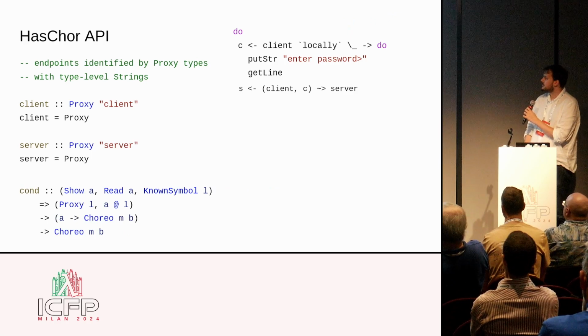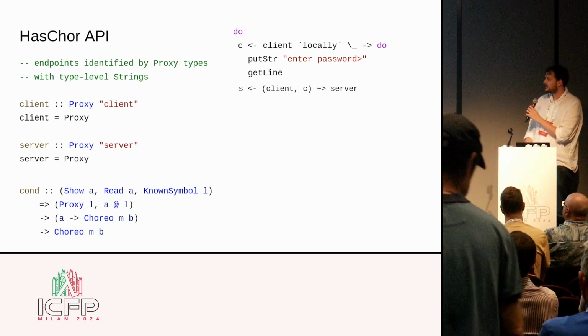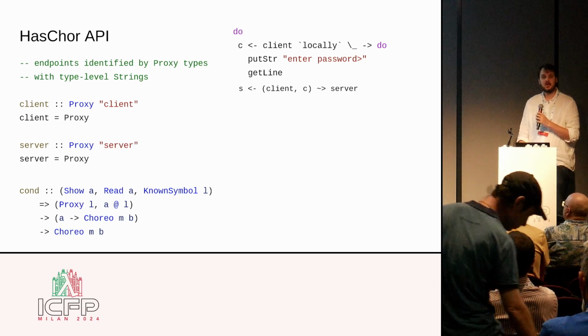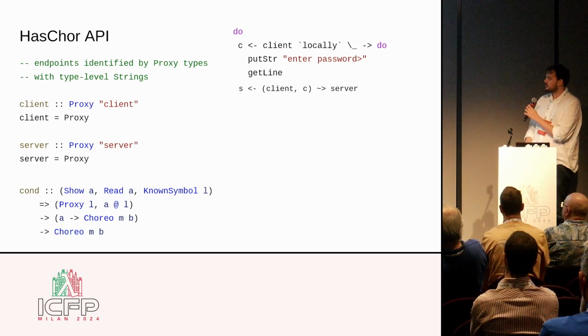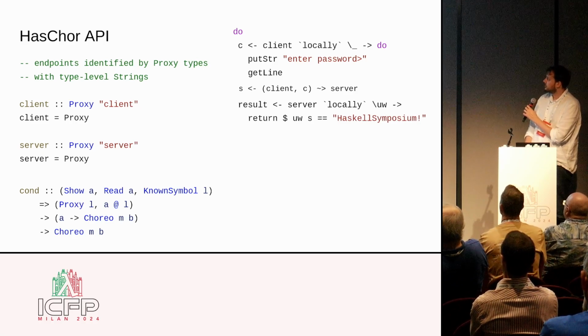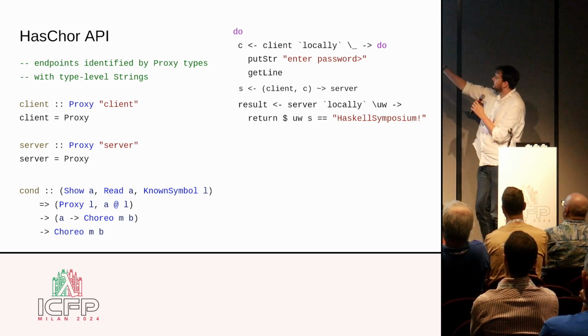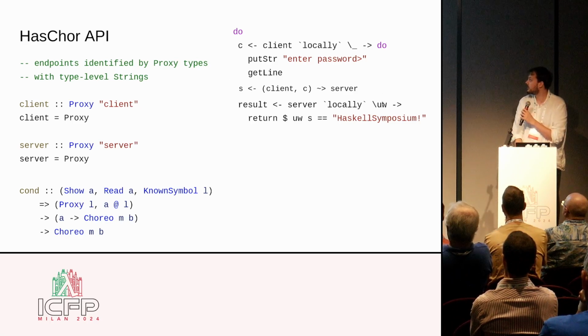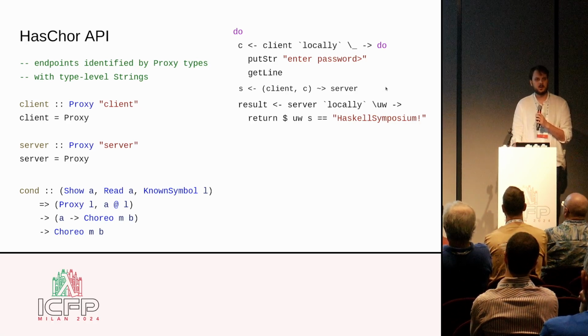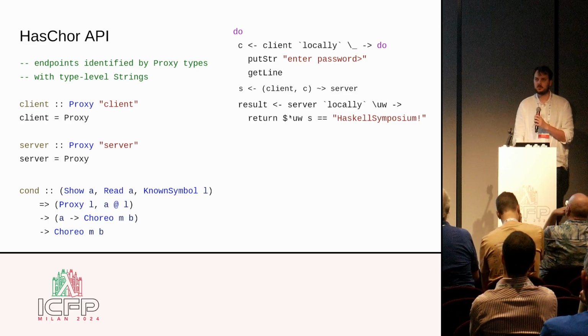And the last function is this conditional, synchronized branching on a value. You can think of this as casing on a value. So again, you take a tuple of a location and a value at that location, and then the function which handles that. For example, the server might want to locally check if the password is Haskell Symposium. And now we see here this parameter. Maybe I can use the arrow. Can you see this? Yes. So this parameter to the local function is an unwrap function that we can use to unwrap located values. This is supplied by the implementation, and this makes sure that you don't unwrap values that are not located on your endpoint.